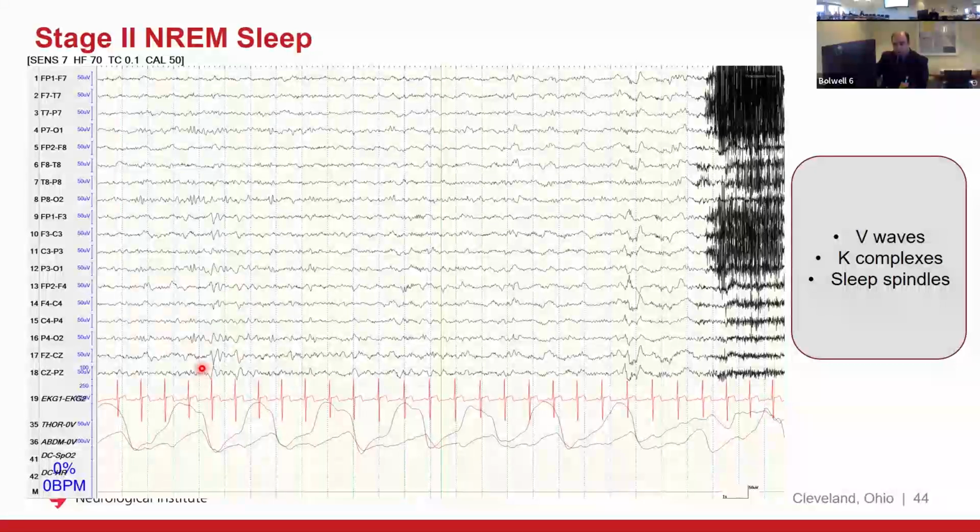Also important to know this because this looks very spiky, looks very sharp, but it is not epileptiform. It's a totally normal variant. Unless you see it during wakefulness, that might indicate something else. But as long as you see it in sleep, it's normal.